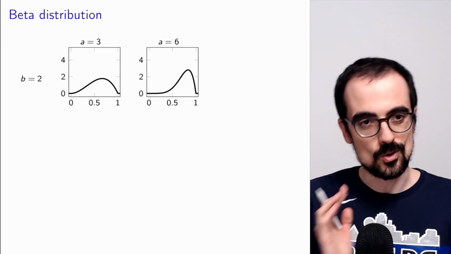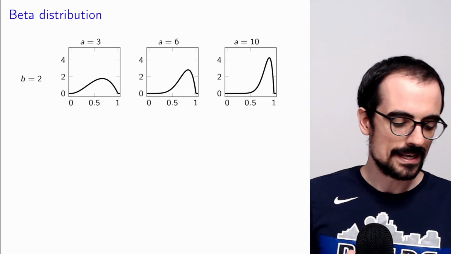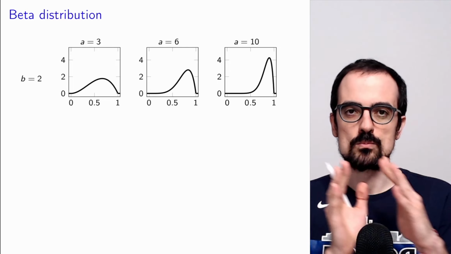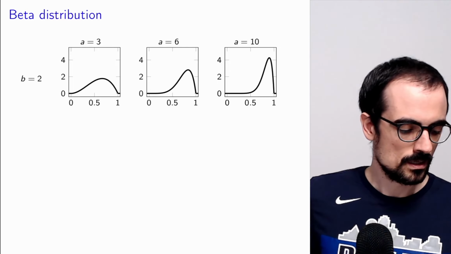Here a is equal to 6, so even more shift. And here a is equal to 10, even more shift. Okay, so you see that if a is much larger than b, we get more density closer to 1.